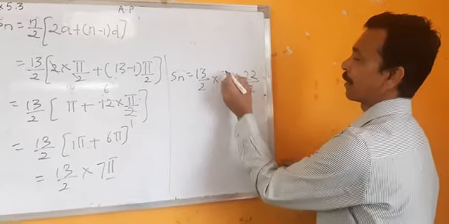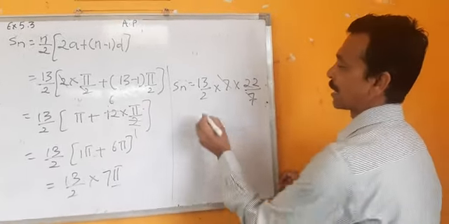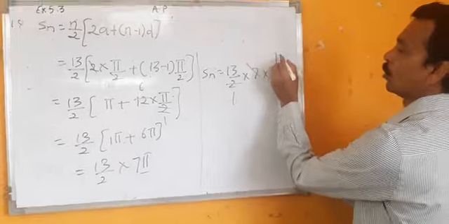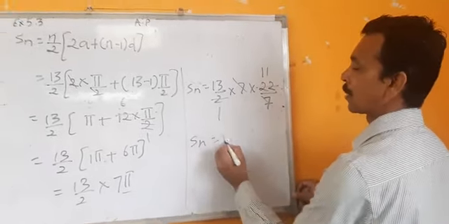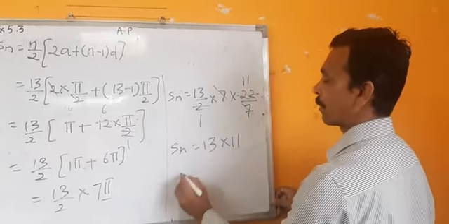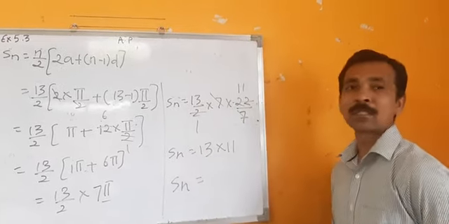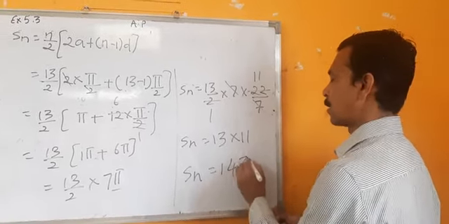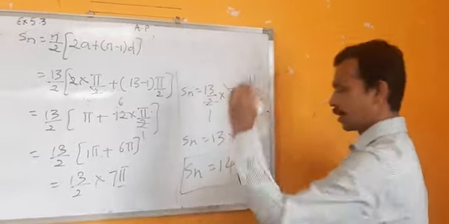22 by 7. This 7 gets cancelled. 2 ones are 2, 2 11s are 22. Sn is equal to 13 into 11. 13 11s are 143. So this is the answer.